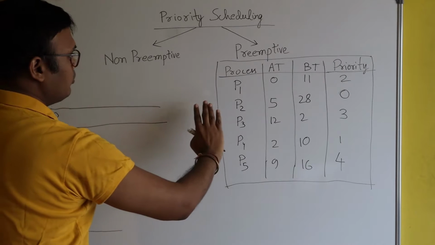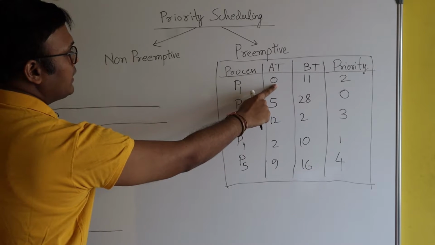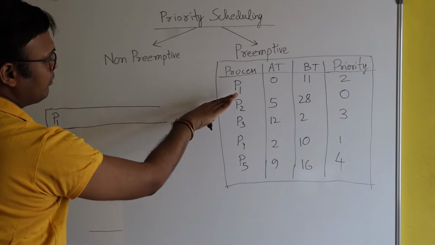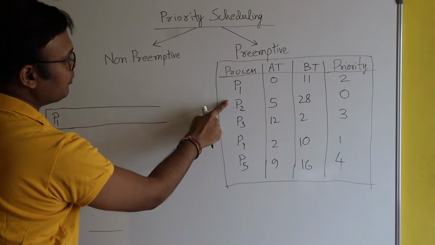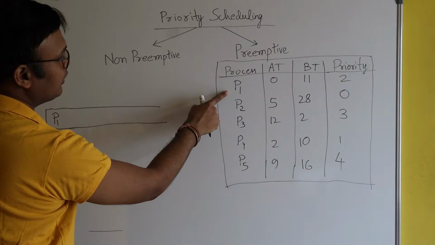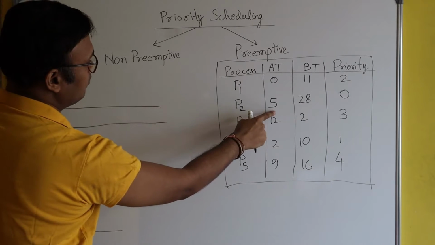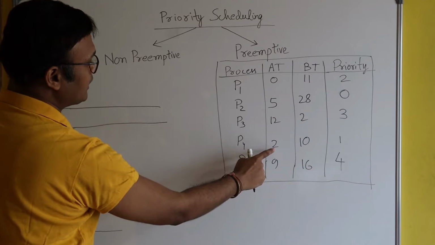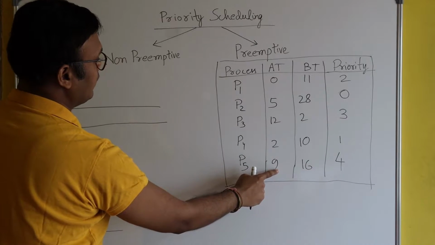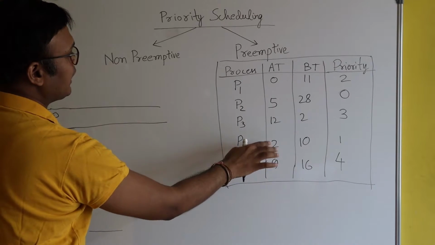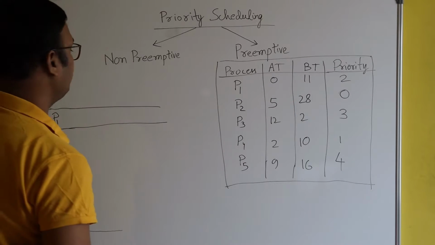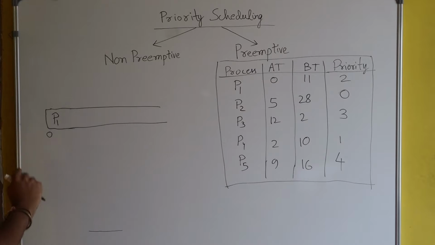Now you see, at the 0th second, since P1 has arrived, don't look at the other processes because none of the processes have arrived except P1. P2 arrives at the 5th second, P3 at the 12th second, P4 at the 2nd second, and P5 at the 9th second. So till the 2nd second, you don't have to look for any other process. So at 0, P1 has arrived.